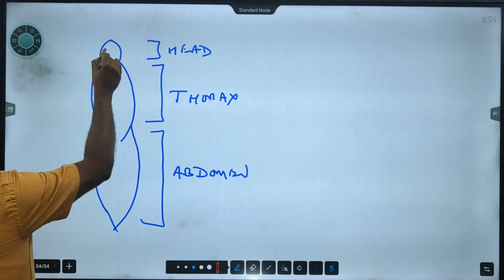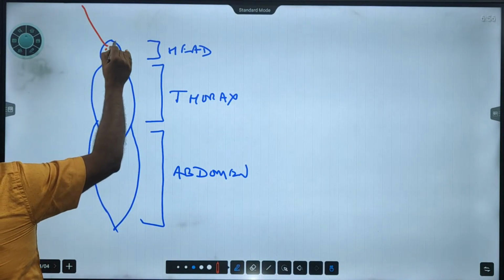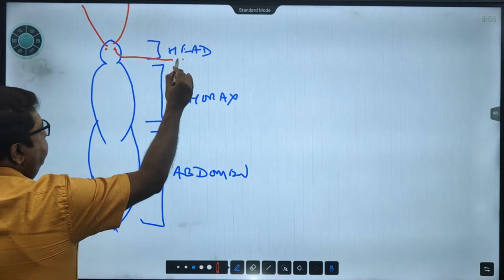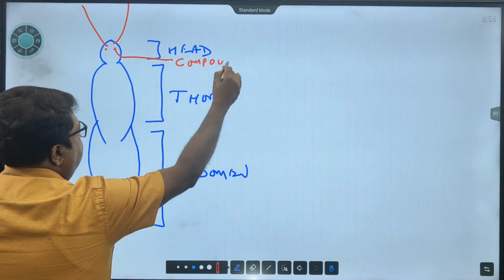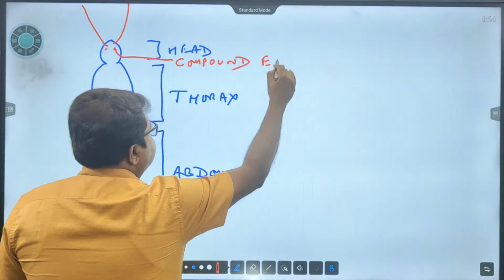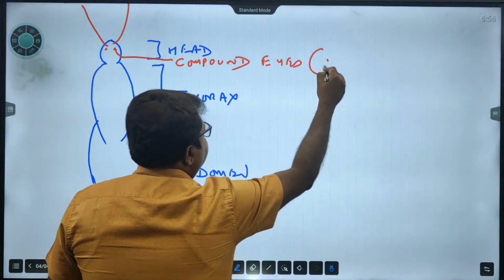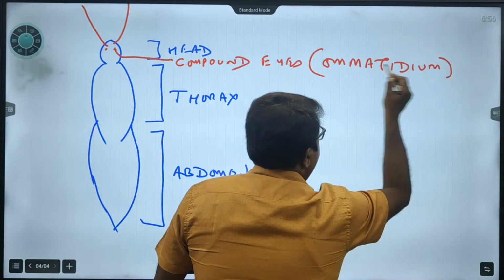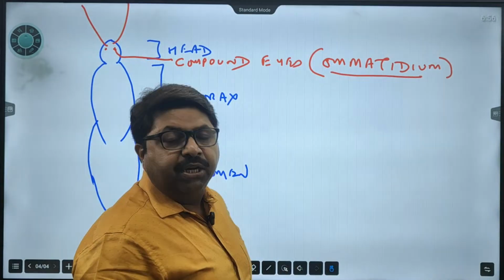So when we talk about head, the head is having antenna like this. I think you have seen it. They have got eyes. These eyes are called compound eyes. And the unit of this eye is called ommatidium.